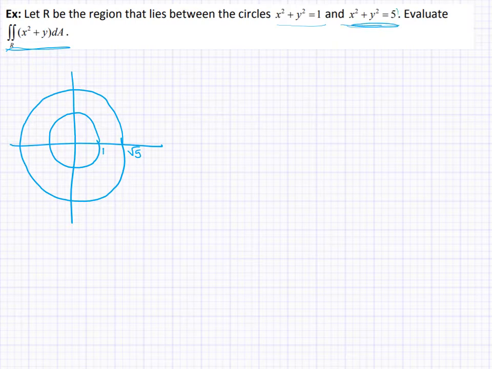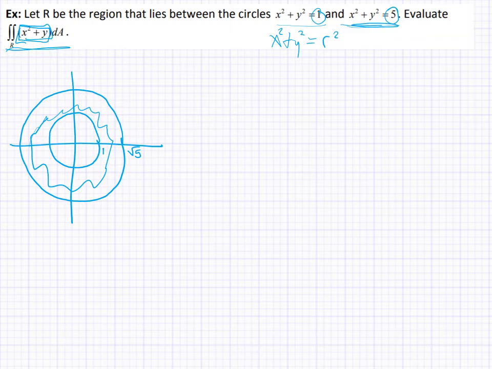And you know that because this is r squared in each case. This is x squared plus y squared equals r squared. So you have these two circles, and we want the space in between. That's the region we're integrating over. And we have this function of x and y, it's a surface, that is going to be integrated over this area.